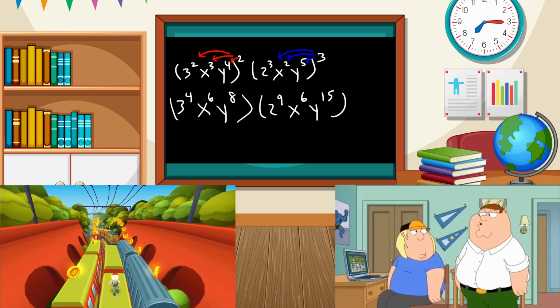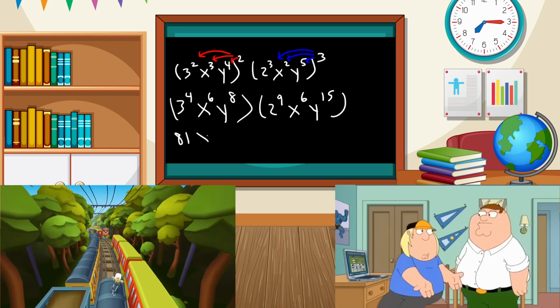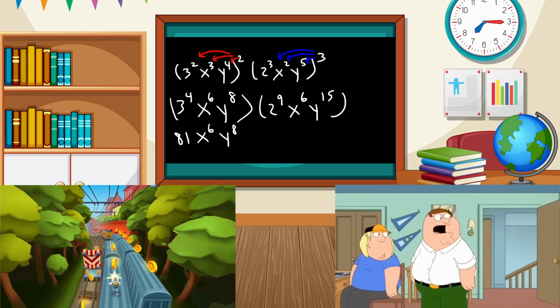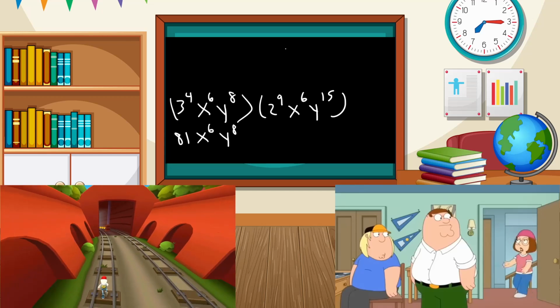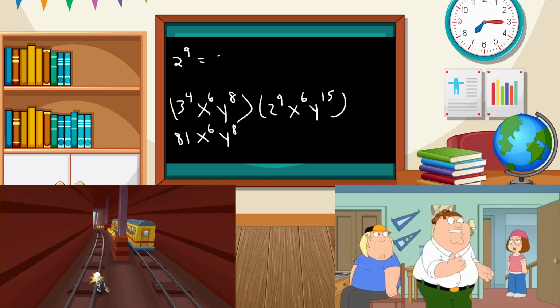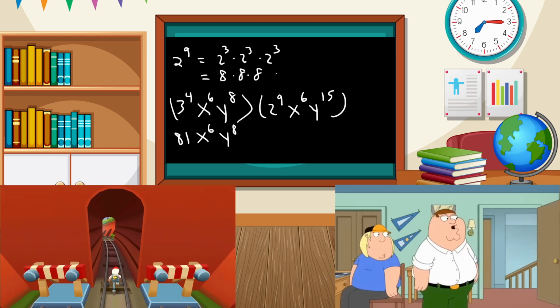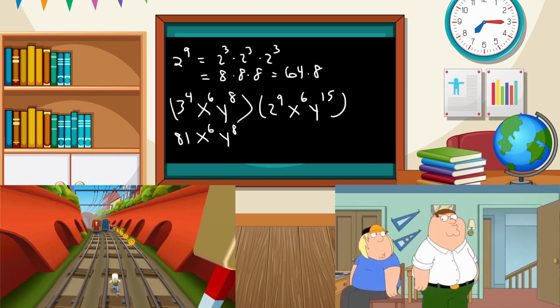Now, 3 to the 4th power, we know it's 81, because we did that already. And 2 to the 9th power, what is that? So let me get rid of what I have here. So 2 to the 9th power is basically 2 to the 3rd times 2 to the 3rd times 2 to the 3rd, which is 8 times 8 times 8. Now, 8 times 8 is 64. What is 64 times 8?